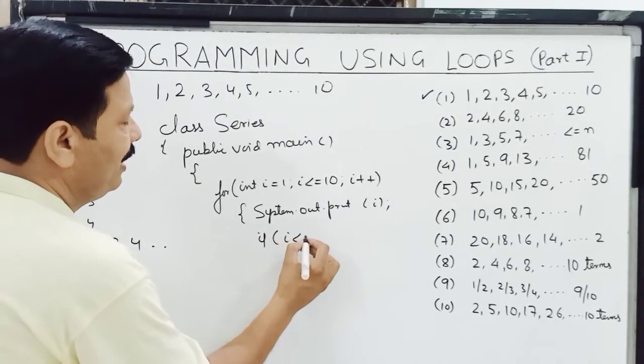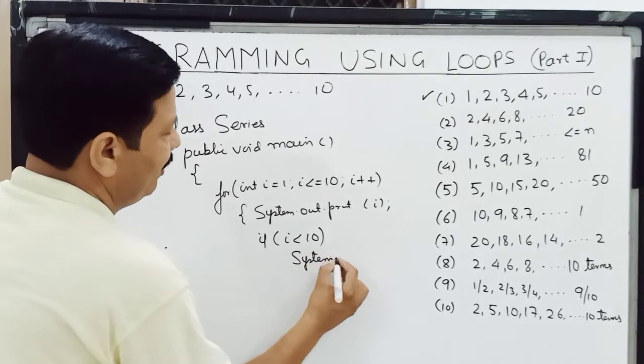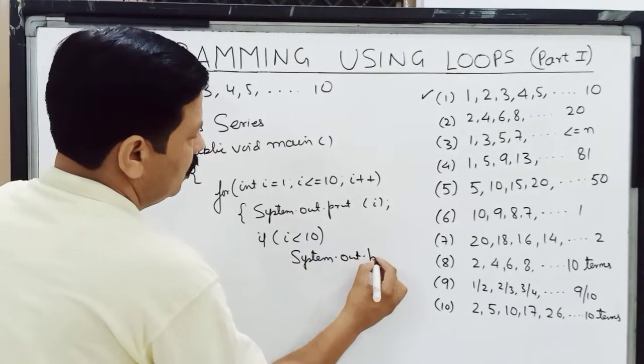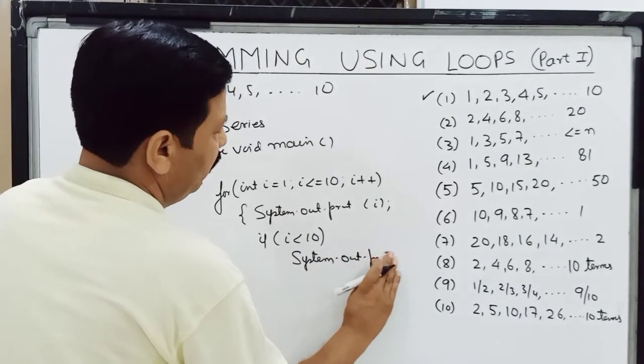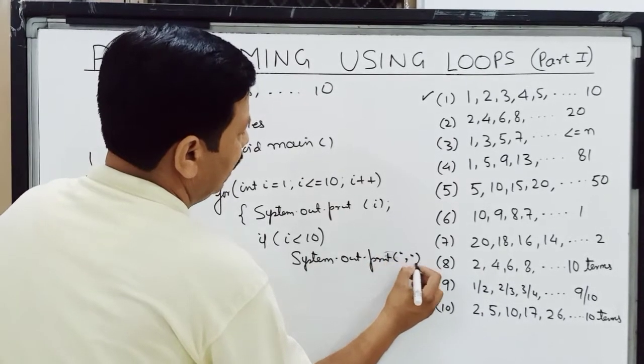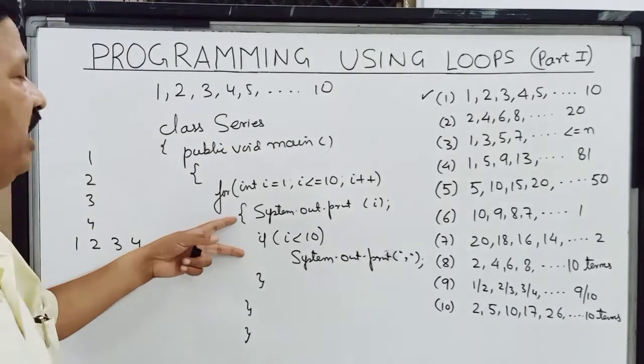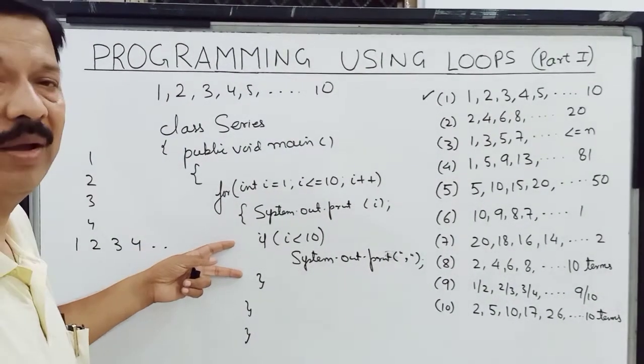So what we'll do, now I'll put one more condition. If I is less than 10, then I am also printing a comma. So this is print, and here I am printing a comma. So since now I have two statements in a loop, I have enclosed it in braces.